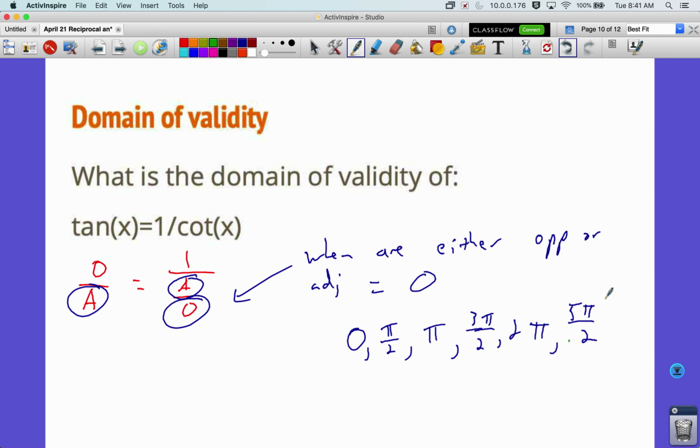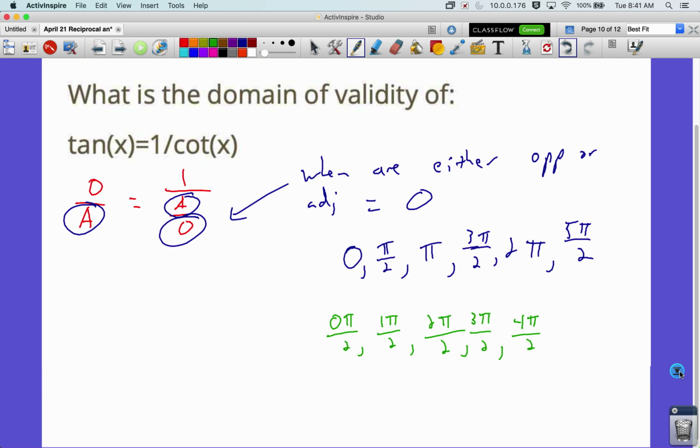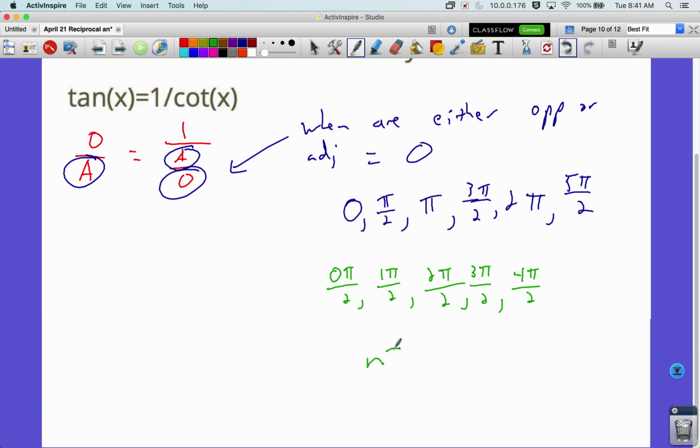Well, I need to put it into a form where only one part of it is changing each time. So I'm going to represent this as a 0 pi over 2, a 1 pi over 2, a 2 pi over 2. Notice the 2's would cancel, I'd get a pi back. 3 pi over 2, 4 pi over 2. Hopefully we see the pattern here. We can represent this as n pi over 2, where n is an element of the integers, and then we'll say x cannot equal that.